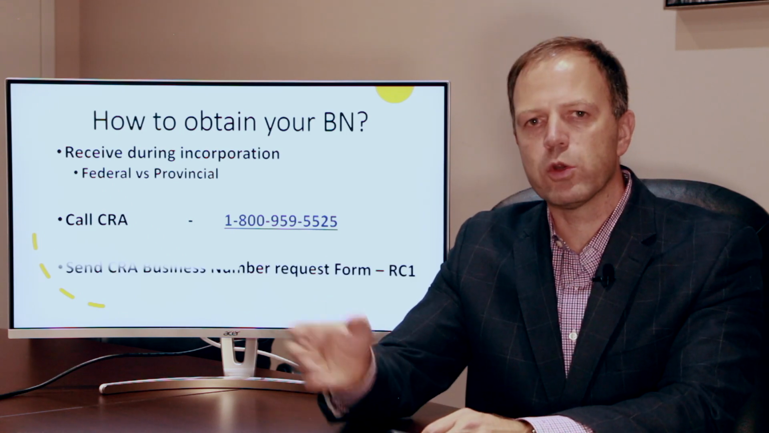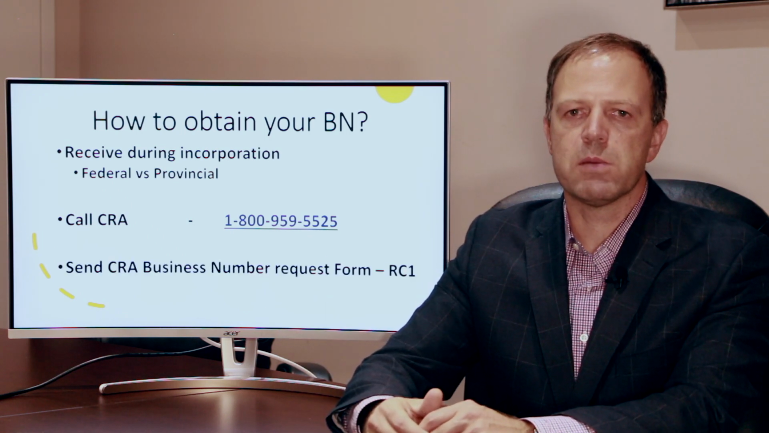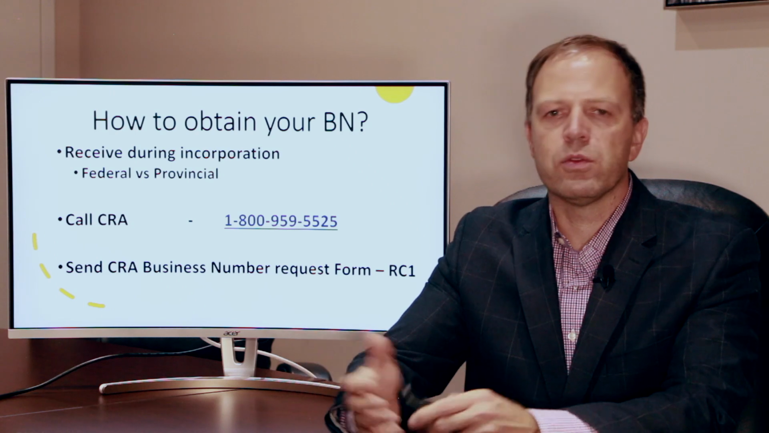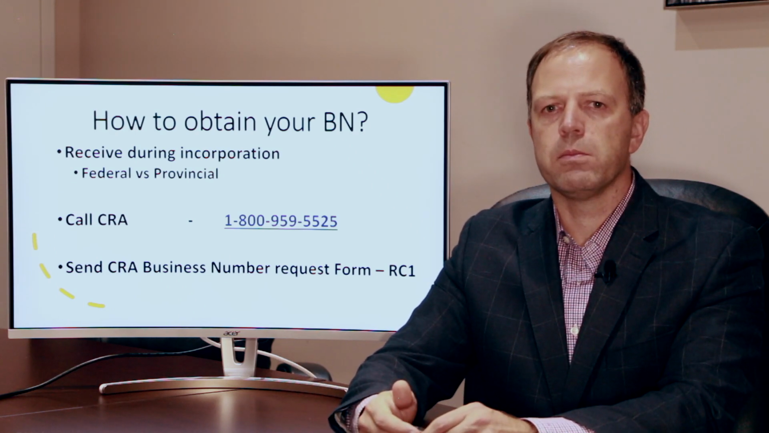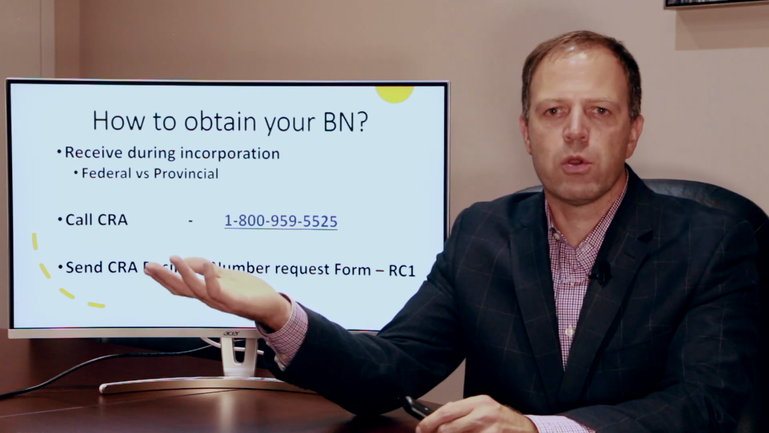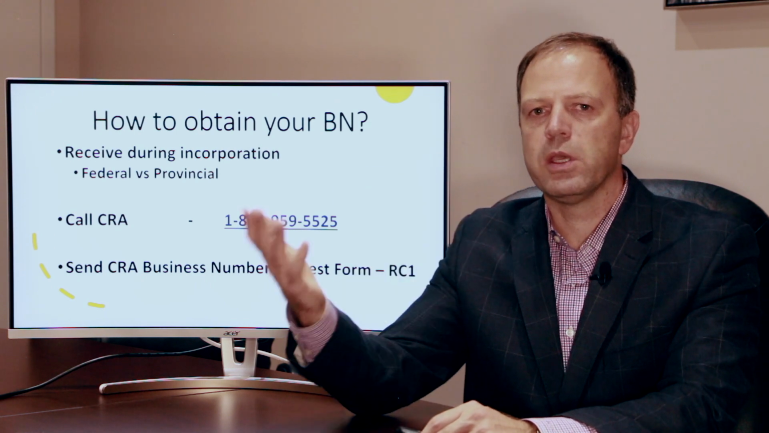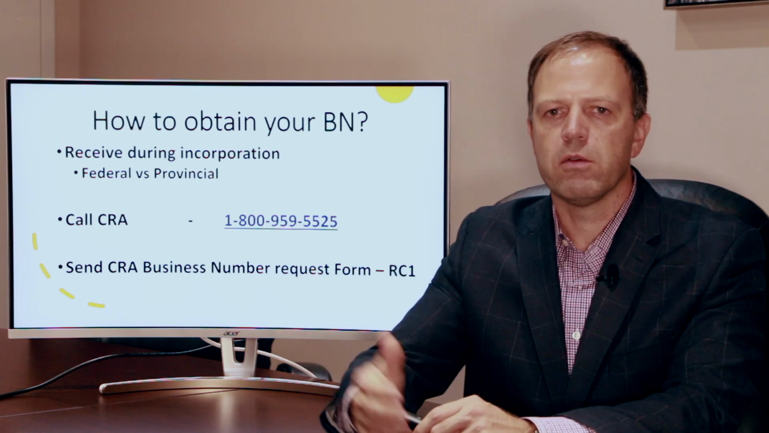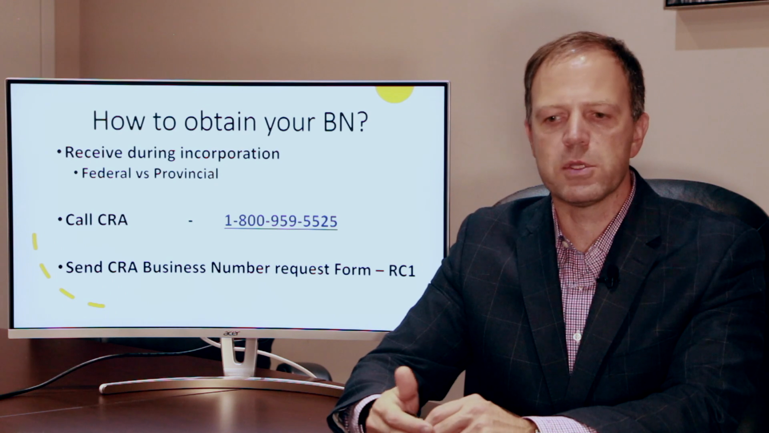There's also a paper form that we can use to request a business number. It's called RC1. I don't like using it, and I don't think it makes almost any sense, because we can just call and get the number as we speak with the agent instead of waiting for a couple of weeks until getting the letter from the CRA.